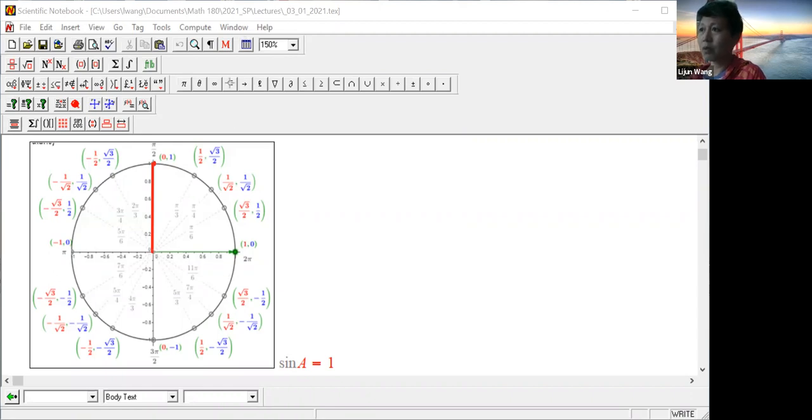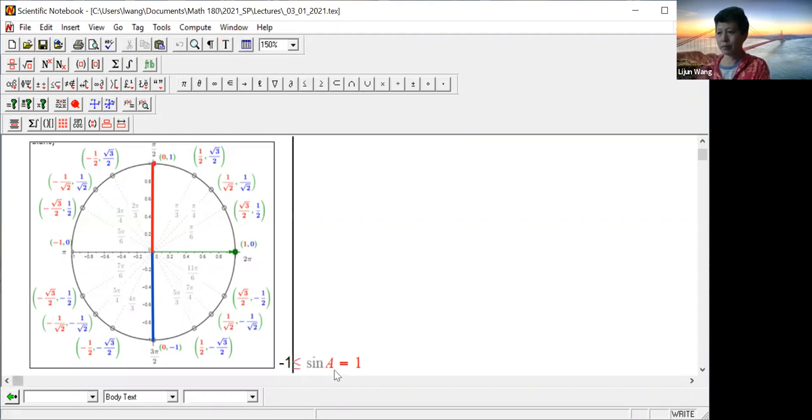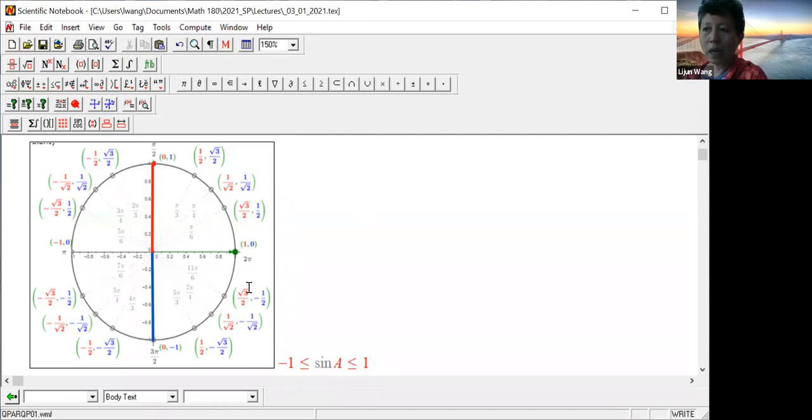Now, the next number, that was the largest one, right? That's a positive one. The smallest one is right here. It's a negative one. That's the smallest sine value it can be, and this is the largest sine value it can be. So if you understand this picture, you should also understand that sine of any angle is between negative one and a positive one. You follow me?